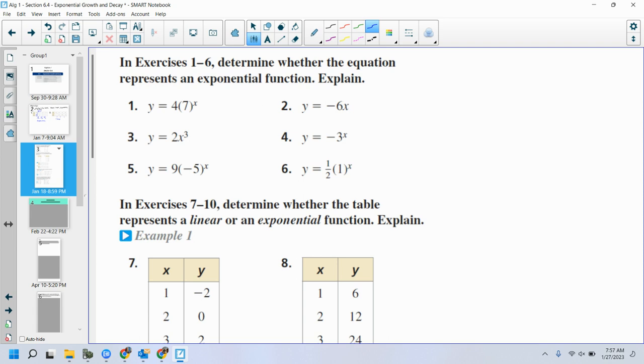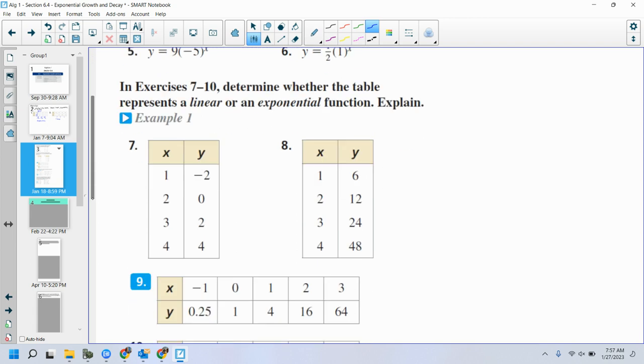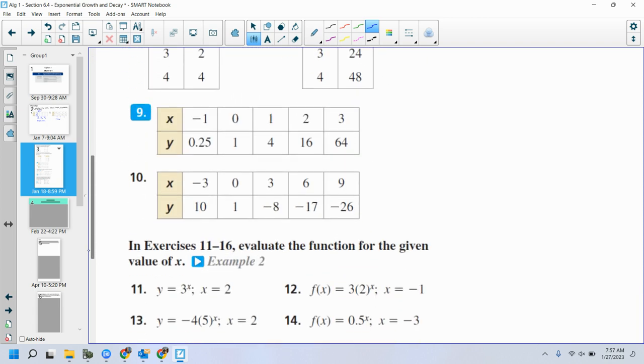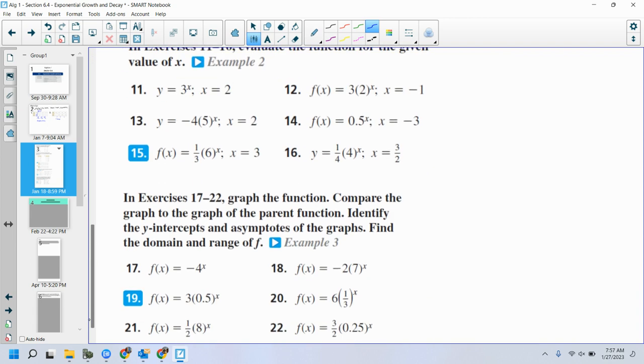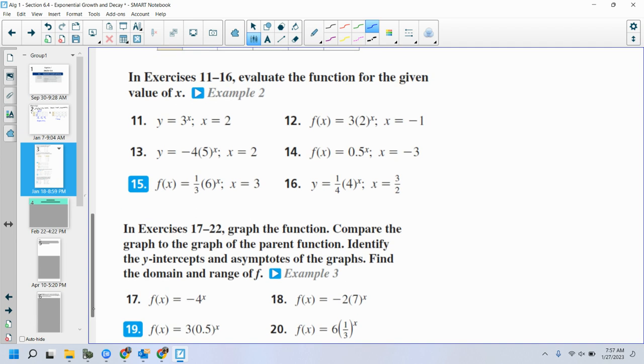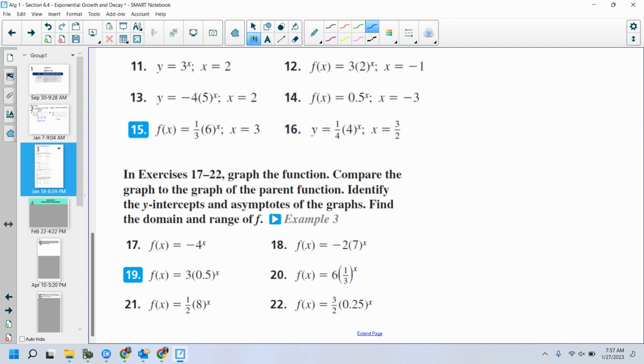Did we do problems like 1, 3, and 5 in our notes? Yeah. Did we do problems like 7, 9 in our notes? Yeah. Did we do problems like 11, 13, and 15 in our notes? Yeah. Did we graph in our notes? Yeah. Stop putting question marks. Go back to your guided notes and copy exactly what we did. Okay?